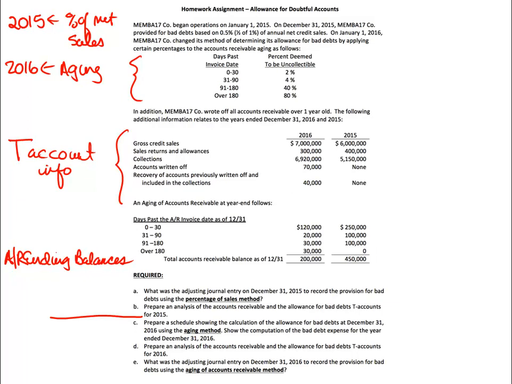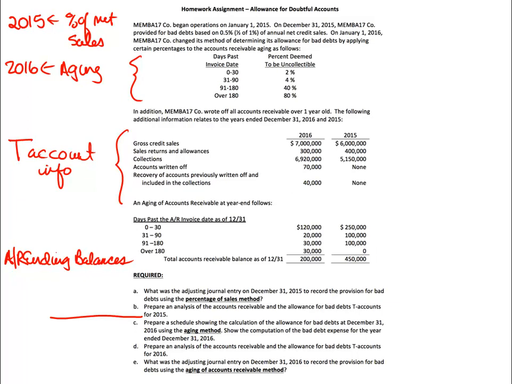Yes. Part B says, do T accounts for accounts receivable and the allowance for bad debts, and show all the things that are happening in 2015 in the accounts receivable and the allowance accounts, including that adjusting entry you just made. The world then turns to 2016, and you'll have to do an aging of your accounts receivable for 2016 based on those percentages that are given to you at the top for the aging.